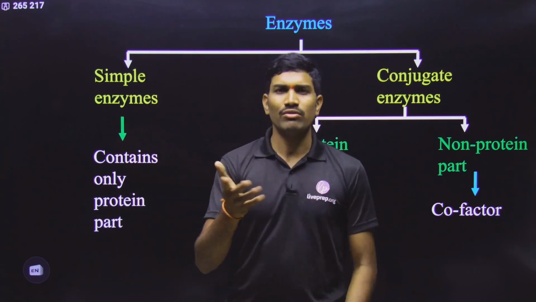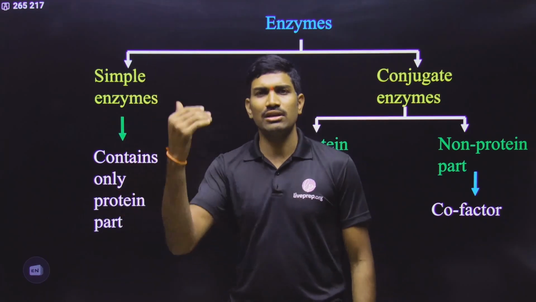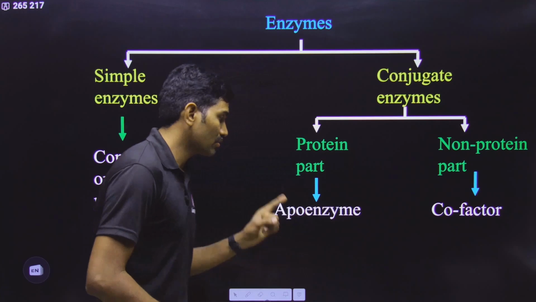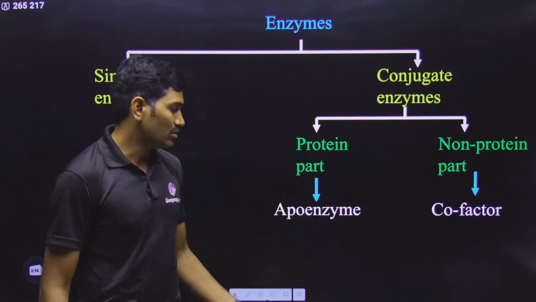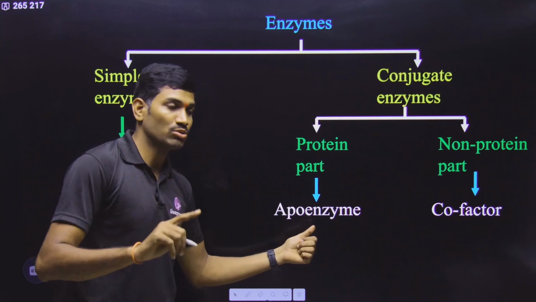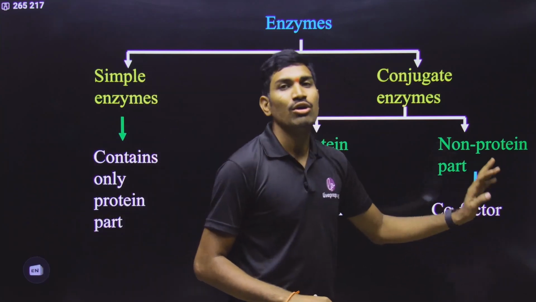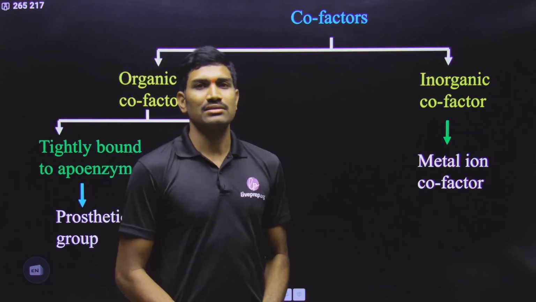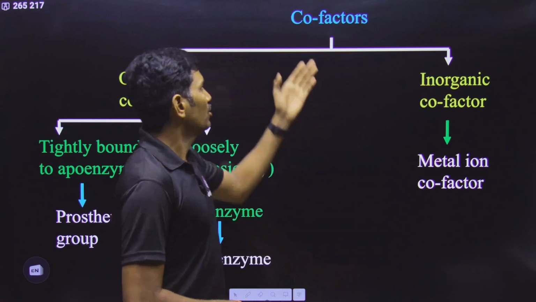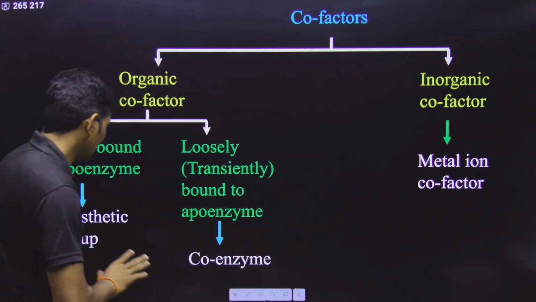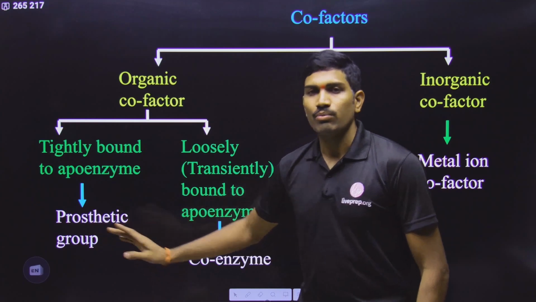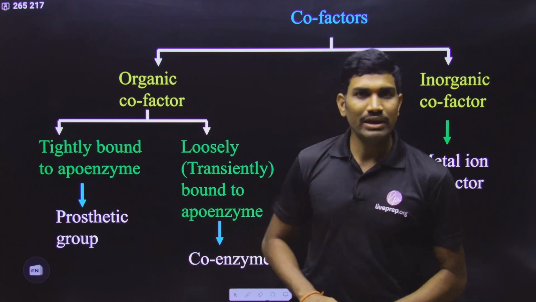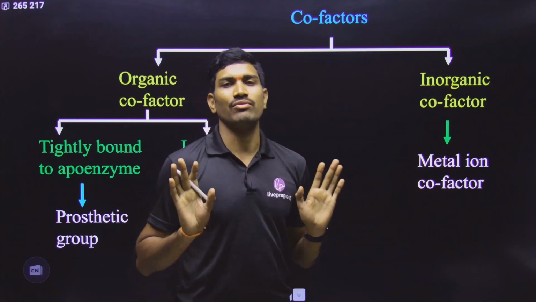But here the cofactor concept is not there. It itself can perform this. So please remember, a normal simple enzyme can work on its own, but apoenzyme cannot function on its own. Compulsorily it should interact with a cofactor. Now what are these cofactors? Simple point here. In NCERT they are directly talking about three types of cofactors. What are these? Prosthetic group, coenzyme, and then metal ion cofactor.